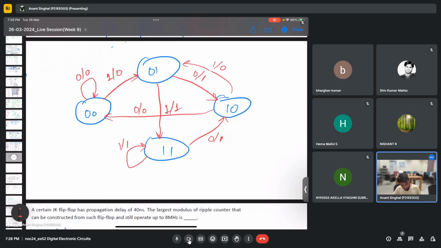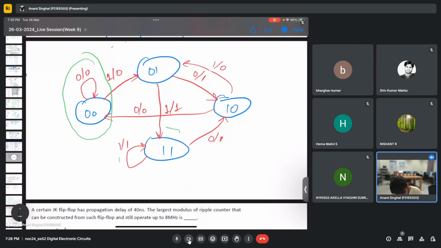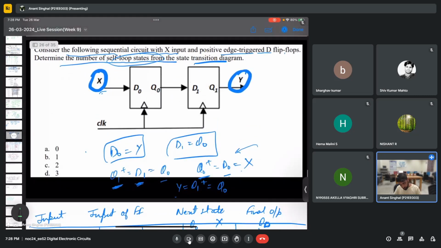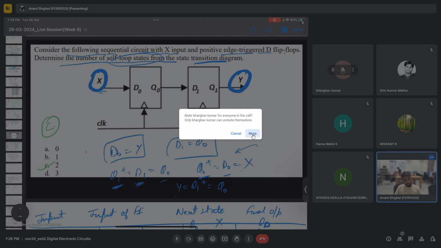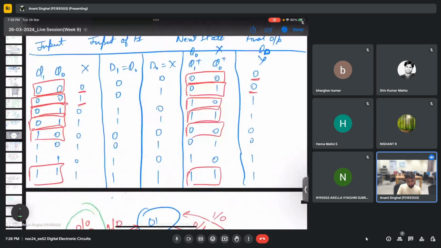So you can clearly see there are only two self loops, which are 0 0 getting changed to 0 0 and 1 1 getting changed to 1 1, when they are 0 0 and 1 1 respectively. So the answer to this question will be option C. Is it clear, everyone? I hope it is clear, so we can move forward.